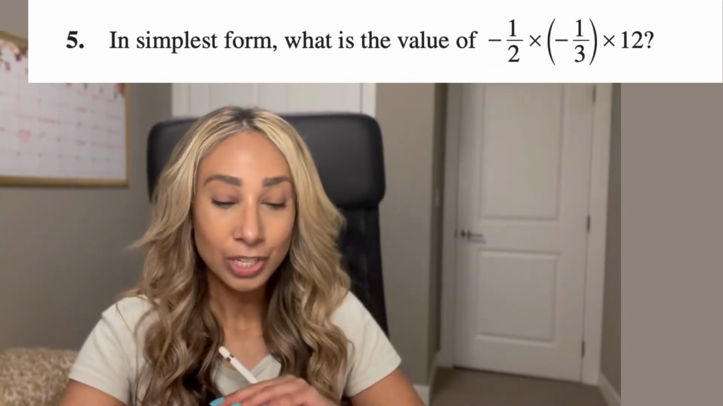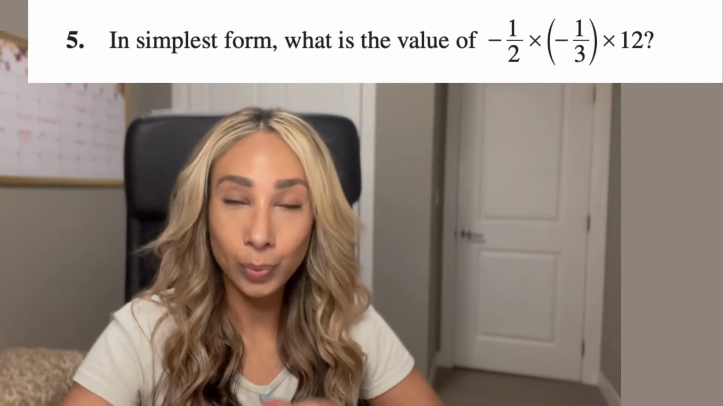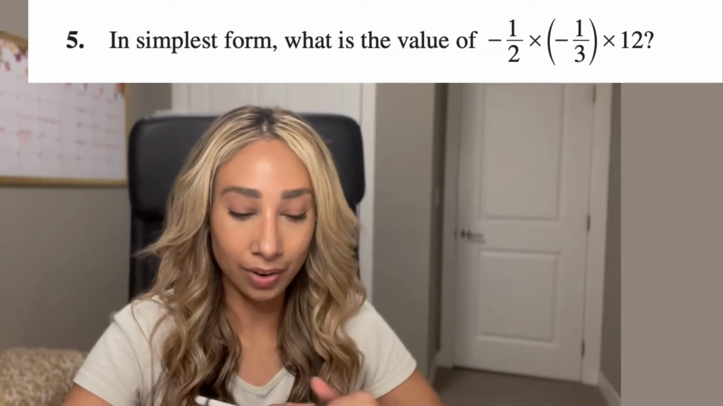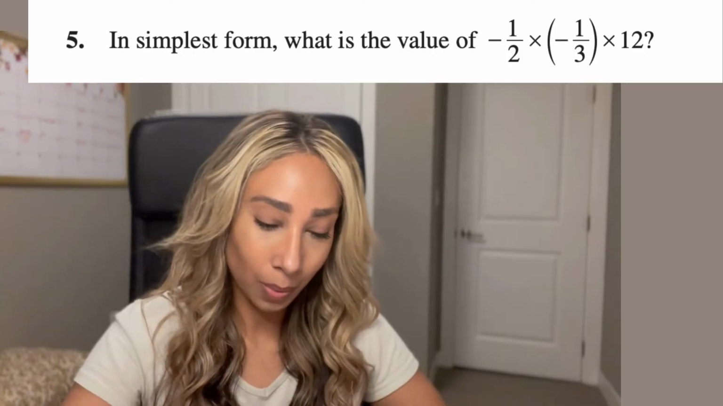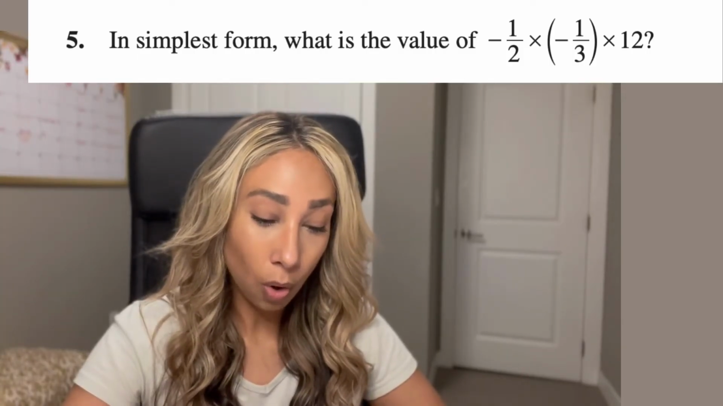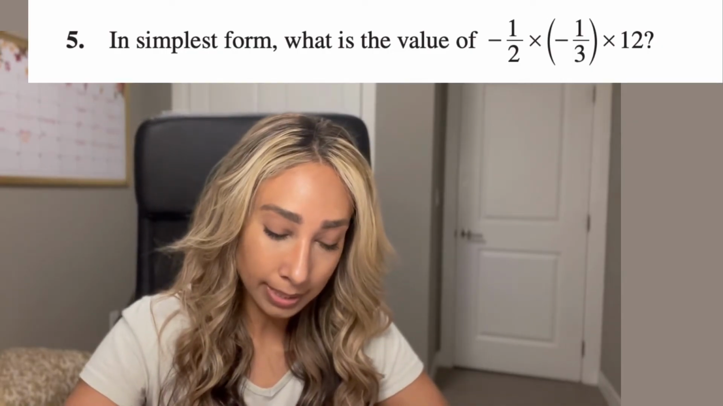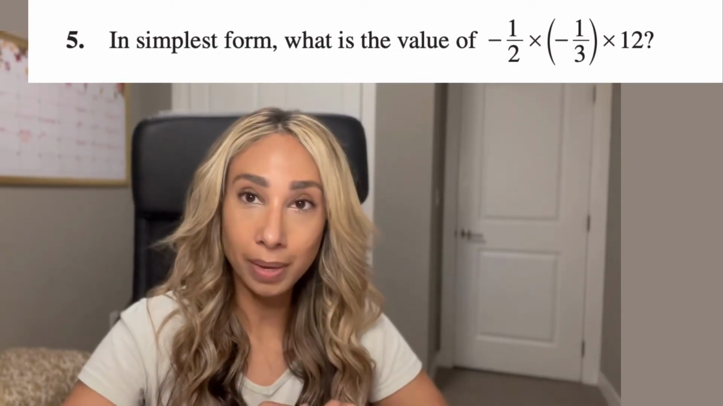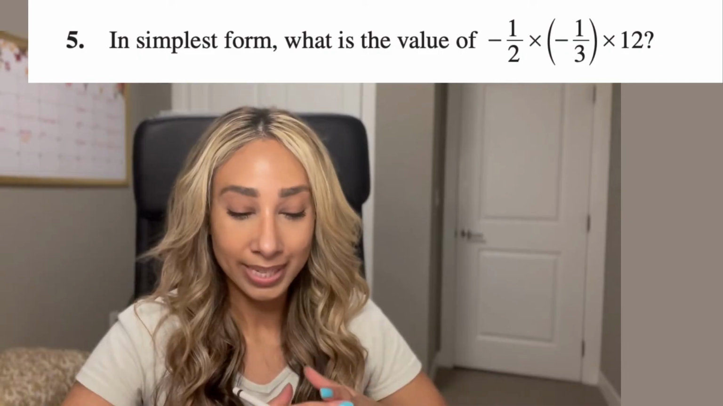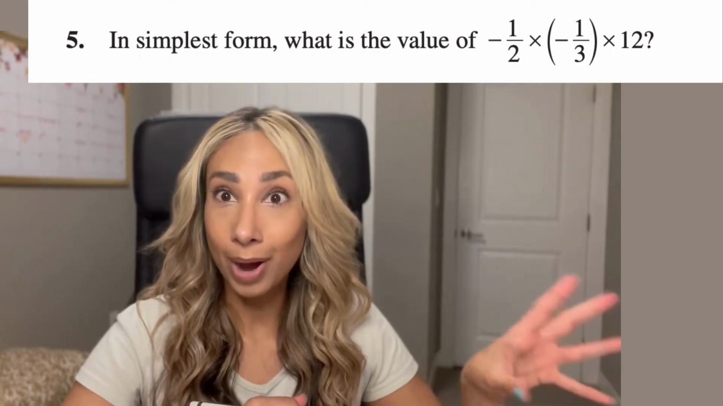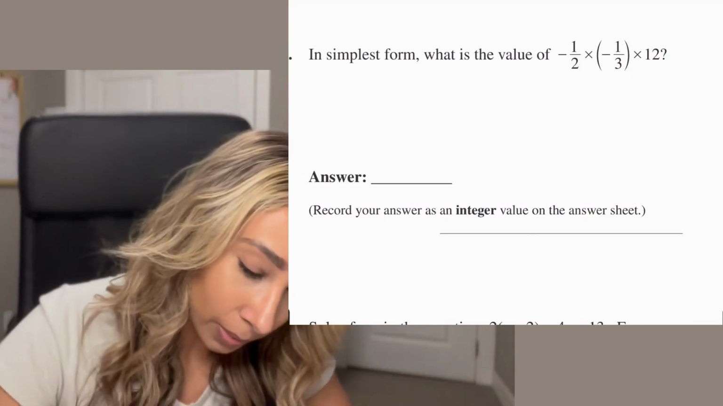All right, let's go ahead and look at number 5 here. So same idea as last time, except we have some positive and negative fractions, and we're multiplying the whole thing by 12. So, or sorry, it's actually all multiplication with this one. So in order to multiply fractions, the trick that I always say is we multiply top times top, bottom times bottom.